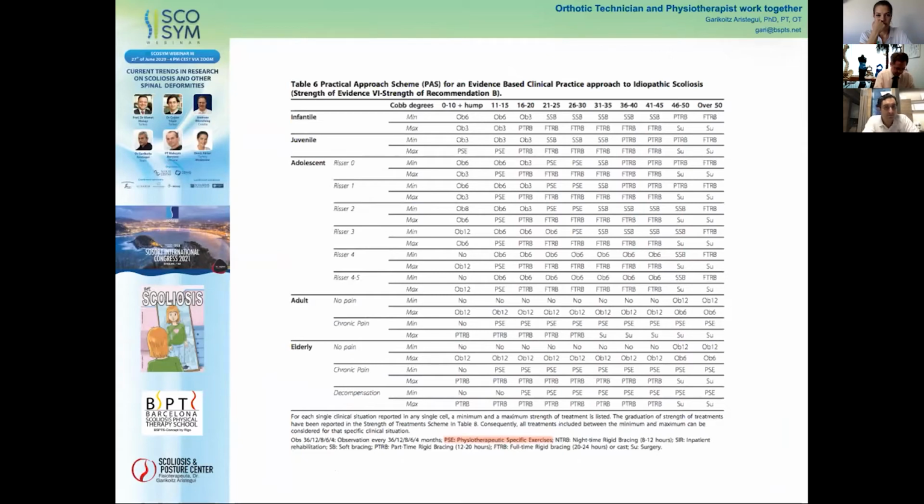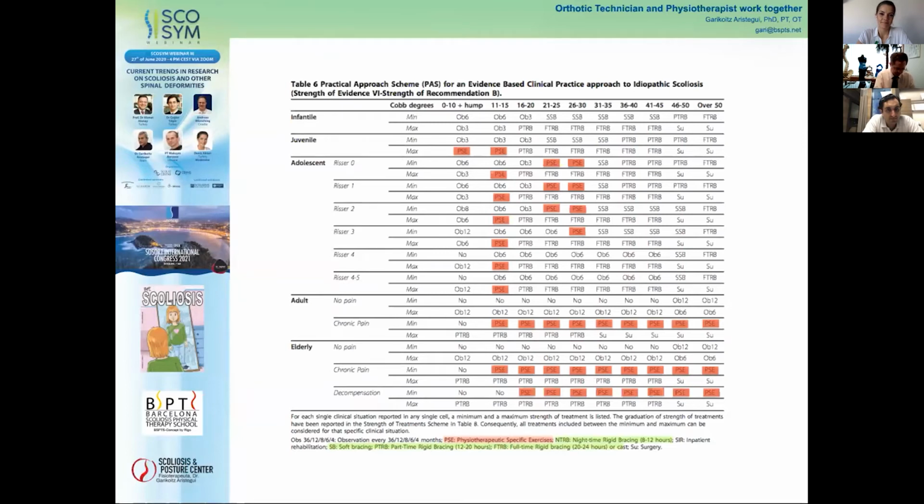And now, in red color, look, in all of these moments, in all of these situations, we have the possibility to use the physiotherapy scoliosis specific exercises. Perfect. But also, we have the possibility to start with the brace. Rigid brace, 8, 12 hours, or maybe soft brace, or others.